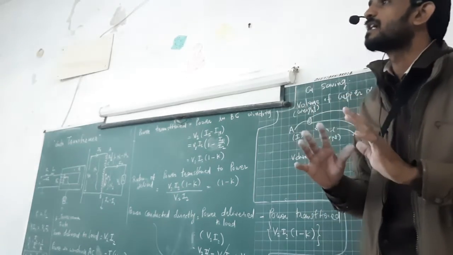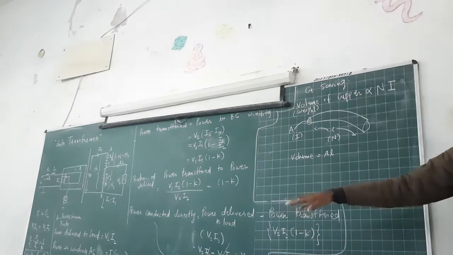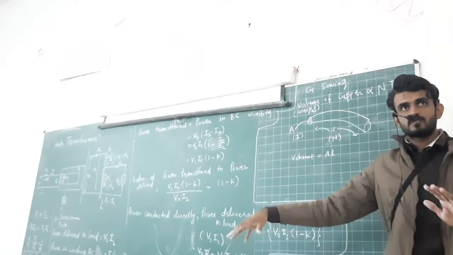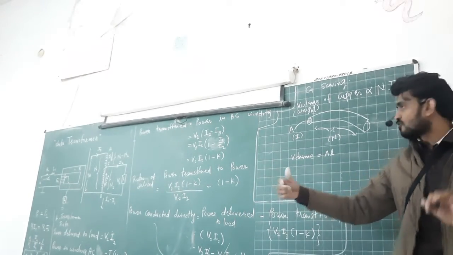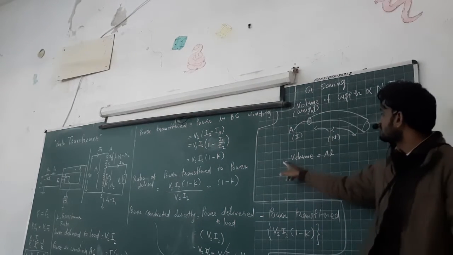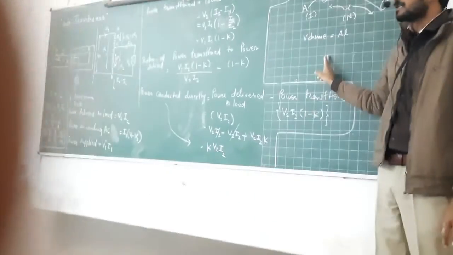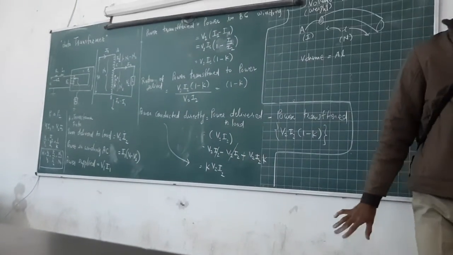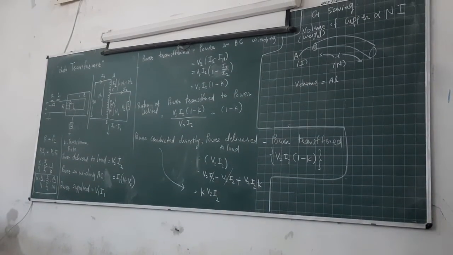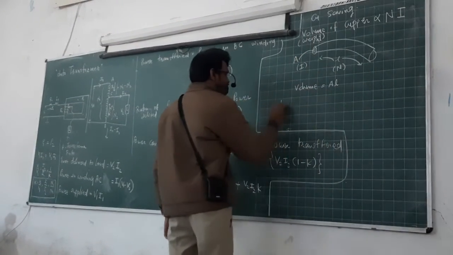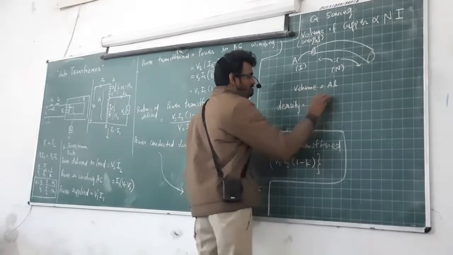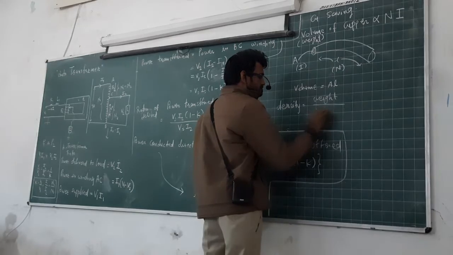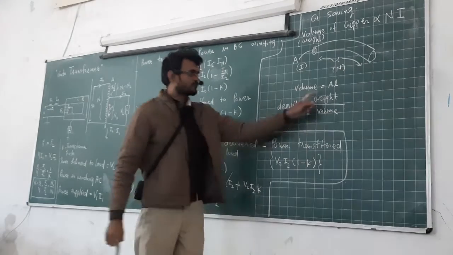And how will I get the weight of the copper? Indirectly, on the scale. I will have a length and a cross-section area. Cross-section area times length gives me the volume. If I have the volume and I know the density, then I can easily get the weight of the copper, because density is equal to weight per unit volume.